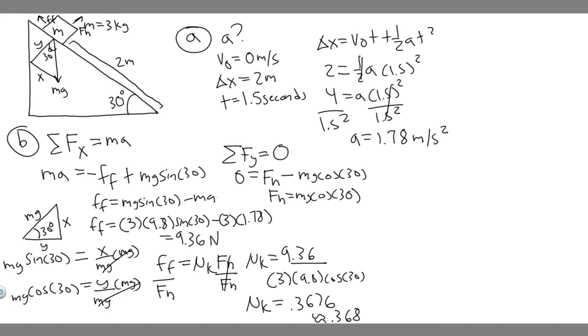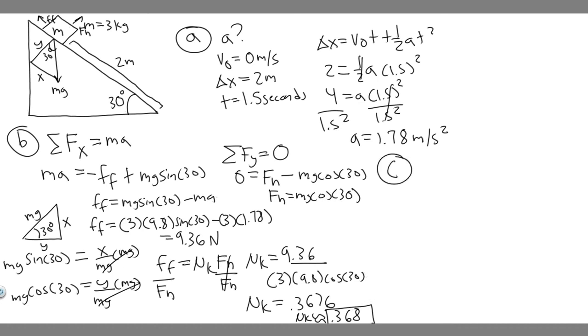The coefficient of friction, whether it's kinetic or static, is always no units. So 0.368, that's going to be your answer to B, the coefficient of kinetic friction. This is your answer. So now we've gotten B. Now let's go ahead and do C.